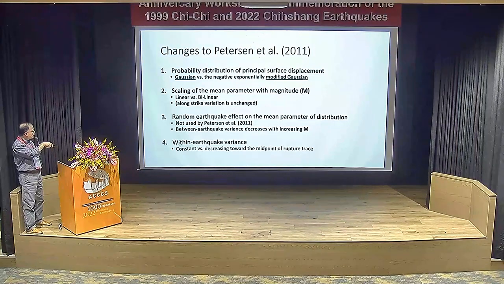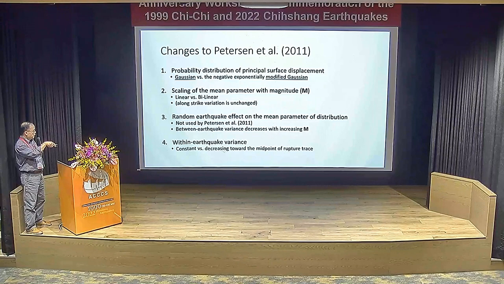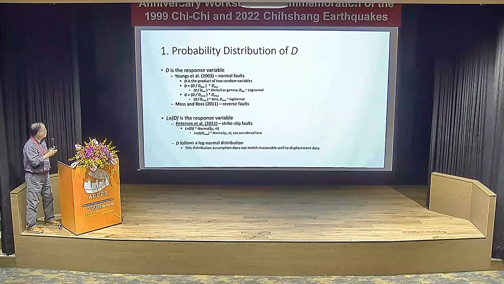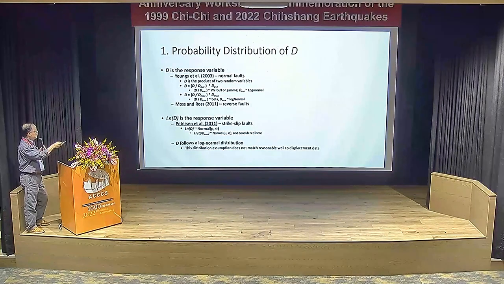The last thing is about the within-earthquake variance. In Peterson et al., that variance is a constant, whereas in our updated model, the variance is decreasing toward the midpoint of the rupture trace. Okay, so about the probability distribution.